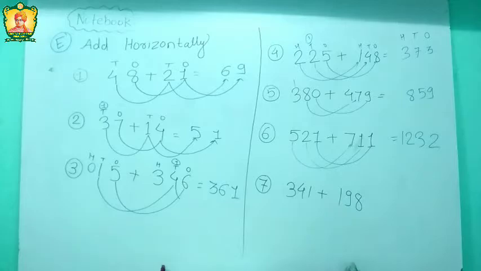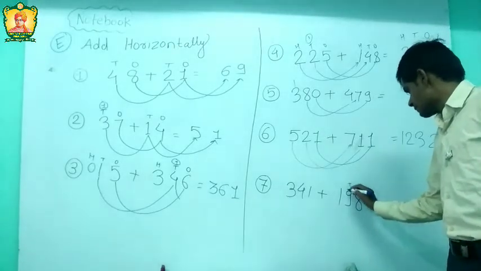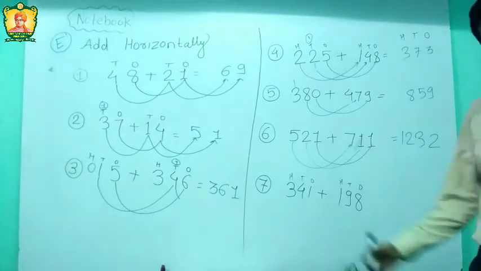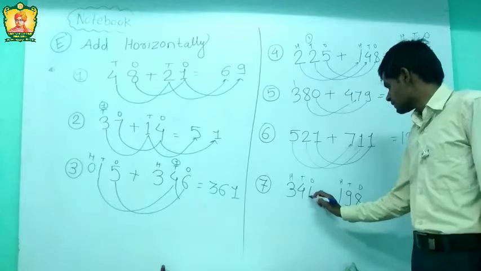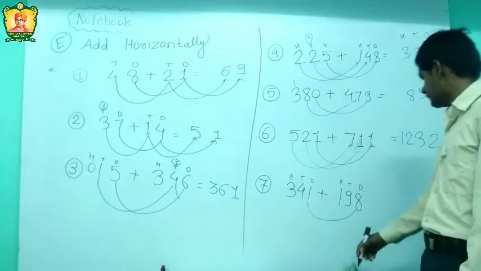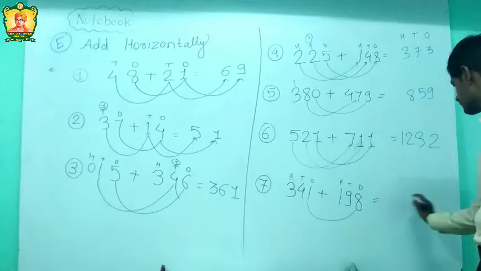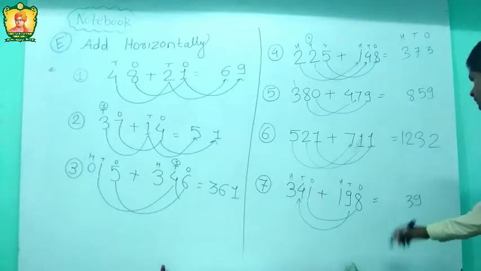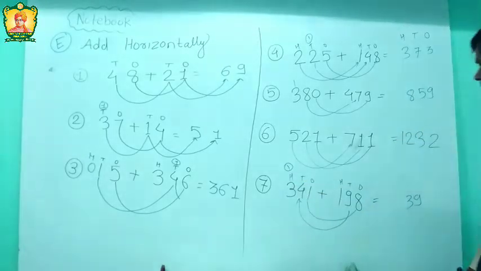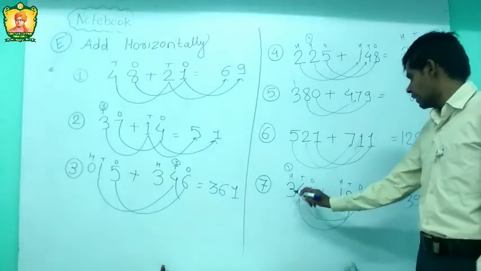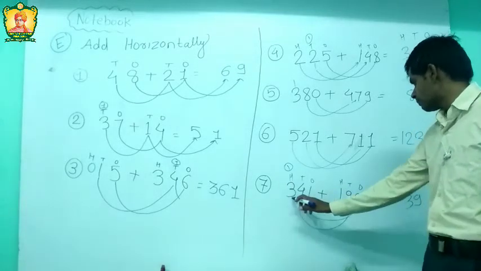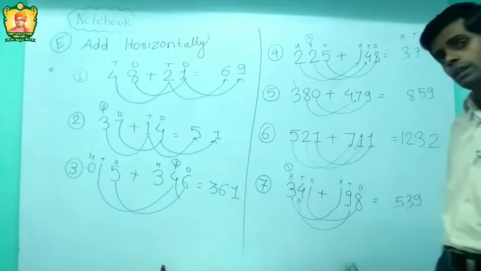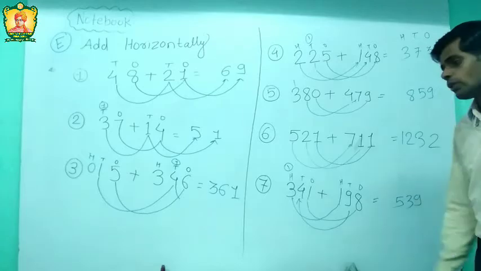Let's solve this one. This is 1, 10, 100, 1, 10, and 100. So add the digits of the 1's place. Which digits are in the 1's place? 8 and 1 and 8. So add 1 and 8, you will get 9. 9 plus 4 gives us 13. So I will write 3 here, and 1 will be carried forward to the 100 place. Now 3 plus 1 gives us 4, and 4 plus 1 is 5. So the answer is 539. In this way we can add the numbers horizontally.